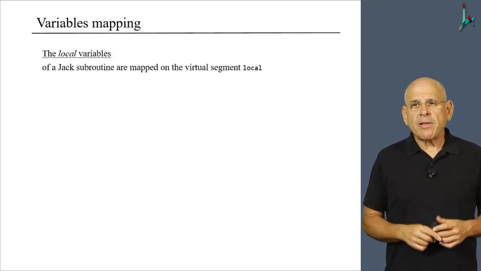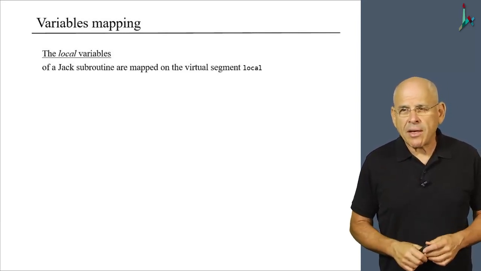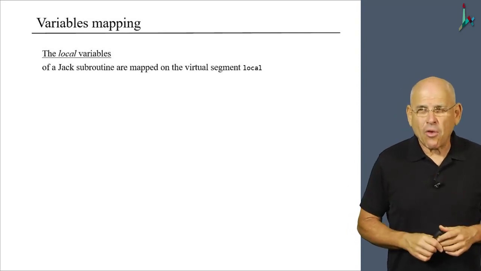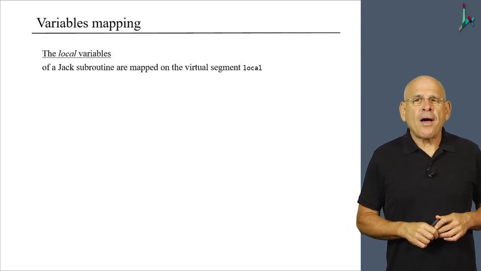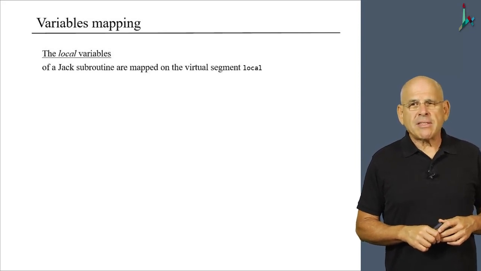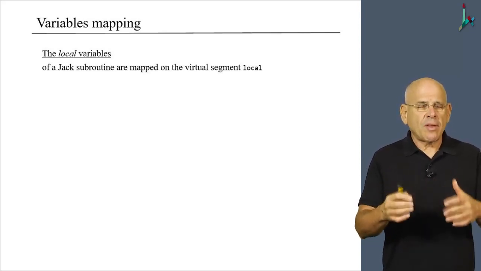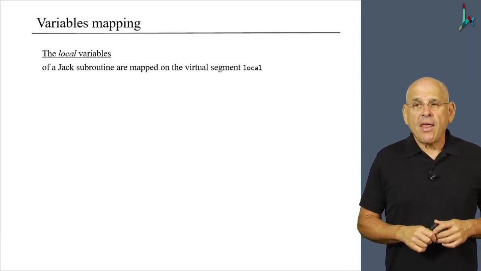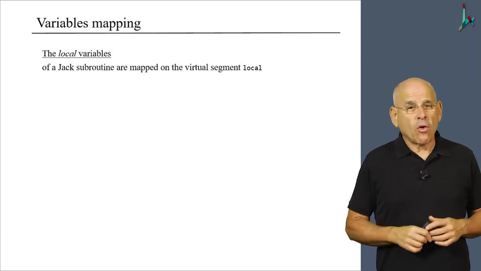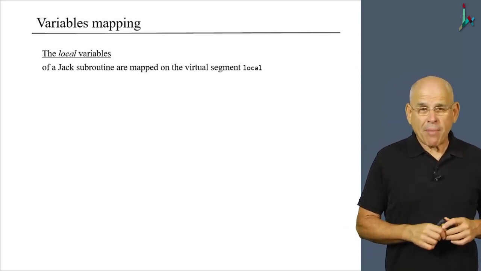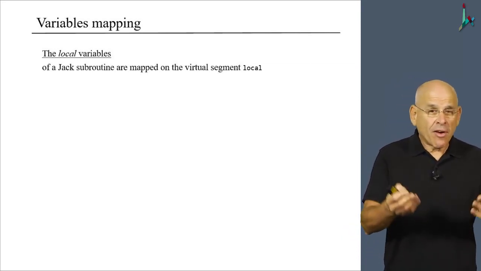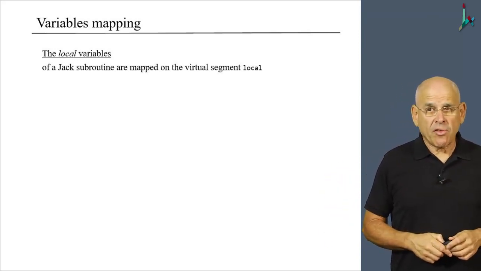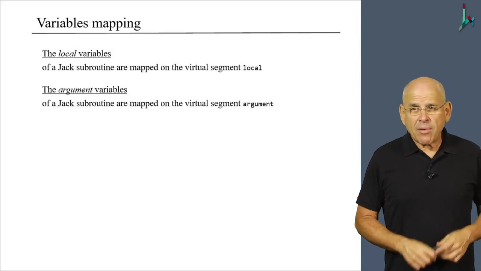So the local variables of some Jack subroutine are mapped on the virtual segment local. And so if you have local variables like x and y, and let us assume that these are the first 2 local variables that are declared in your subroutine, then x is going to be mapped on local 0, and y is going to be mapped on local 1. If you have more variables down the road, they will be mapped on local 2, 3, and so on and so forth. What about argument variables?